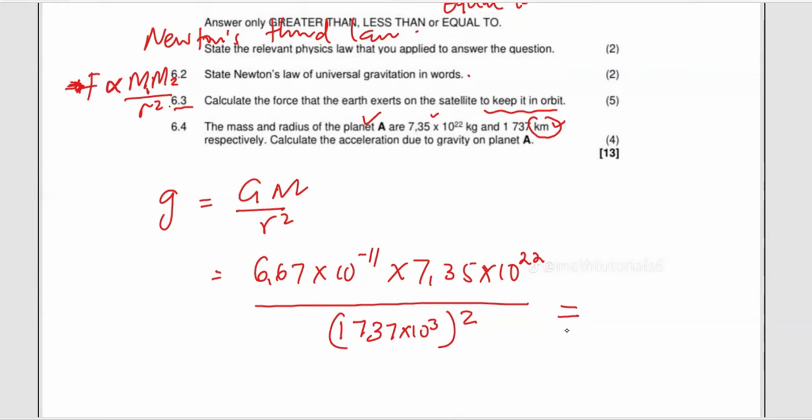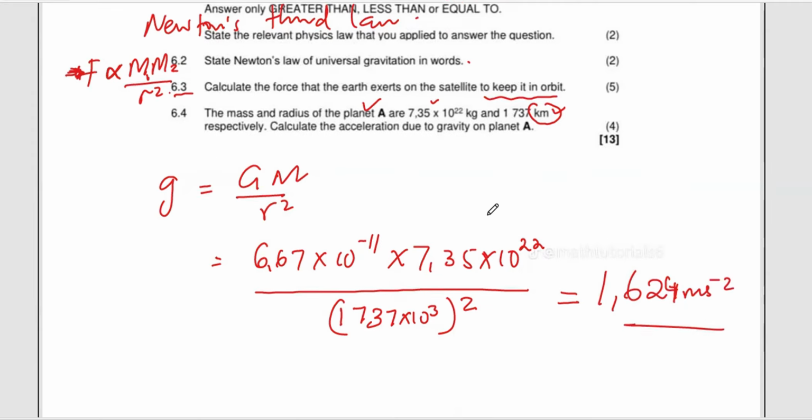6.67 times 10 to the negative 11, multiplying by 7.35 times 10 to the 22 over 1737 times 10 to the 3, but squared. So this gives me 1.624. This is meters per second squared. Okay, so that is to do with the acceleration due to gravity on planet A, so small.